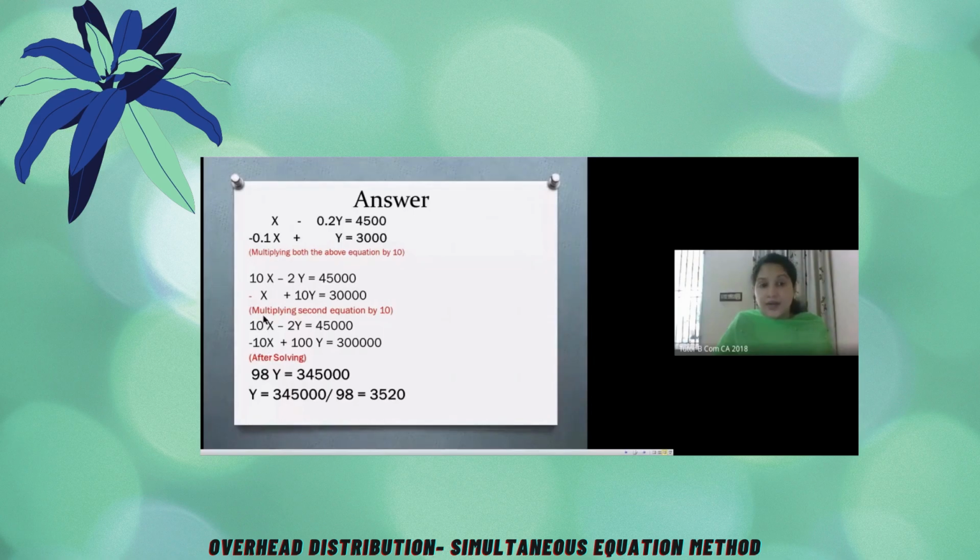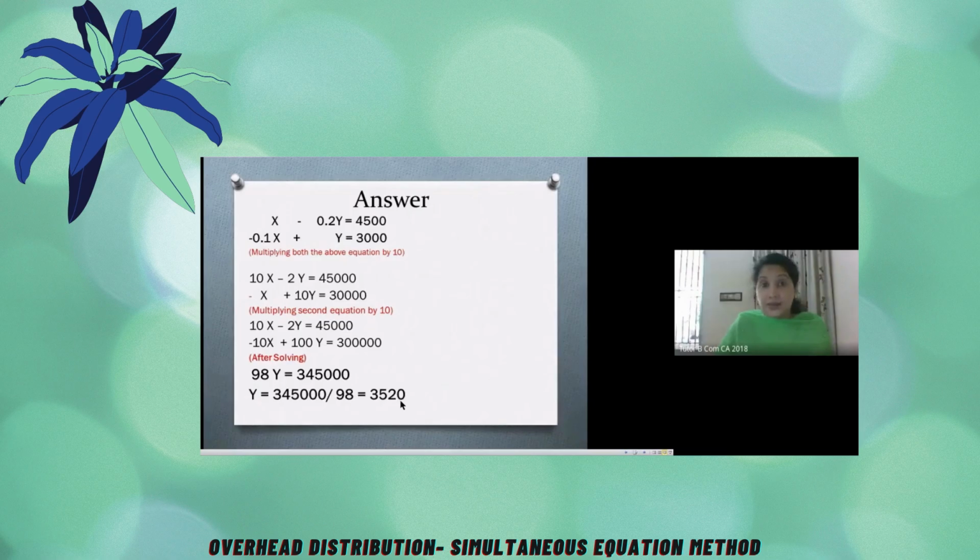10x and negative 10x cancelled. So what I have is 100y minus 2y is equal to 3,45,000. So it will be 98y is equal to 3,45,000. Now I can easily find out y. It is 3,45,000 by 98, which is 3,520. I got the answer till here.